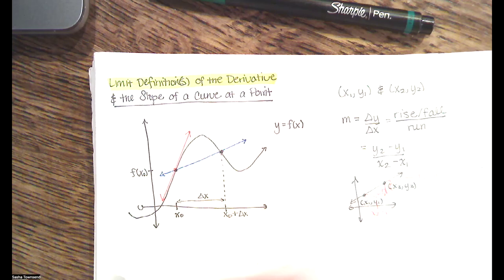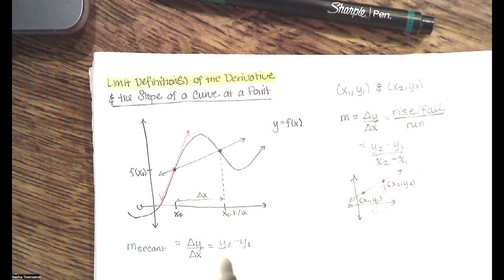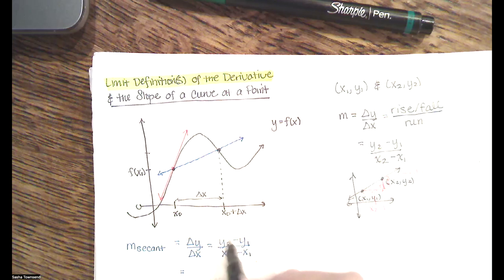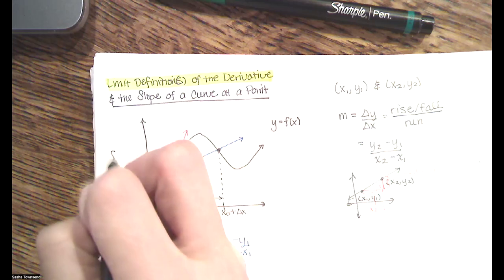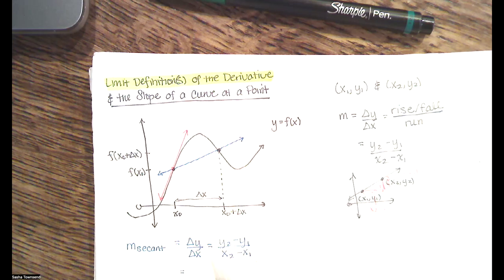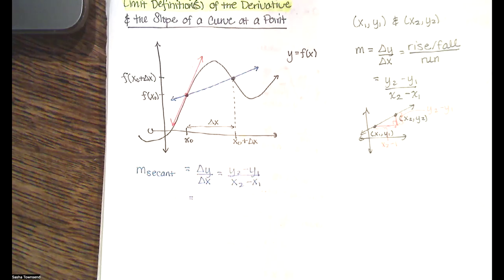And we find the slope of that line, and I'll represent that by m sub secant equals change in y over change in x. And so that's just y2 minus y1 over x2 minus x1. And in this case, y2 is the y value at x equals x naught plus delta x. So that's f evaluated at x naught plus delta x. And y1 is just f of x naught. So we substitute those in.